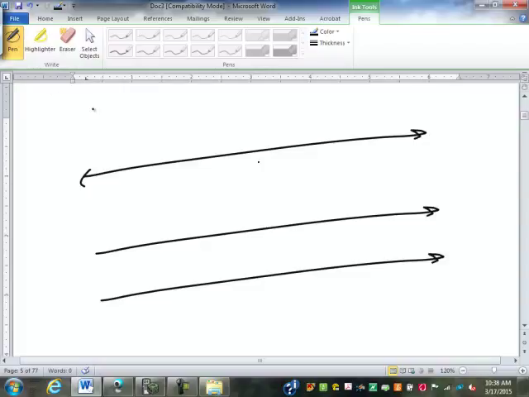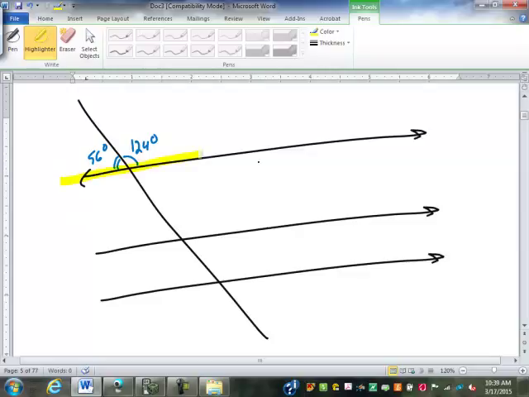If I cut these lines with a transversal like that, if I were to tell you that this angle here is 124 degrees, what's this angle here? How much? 56. How do you know it's got to be 56? Yeah, we know a straight line's 180, so those two have to add up to 180. What's this one?